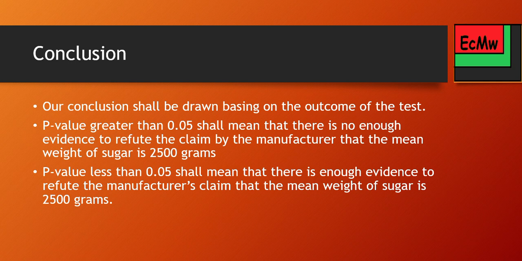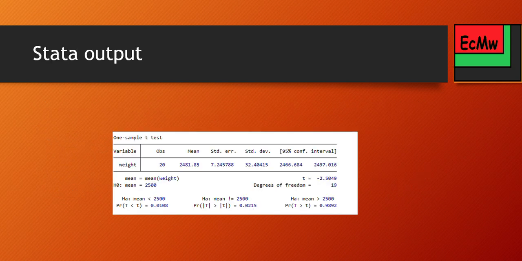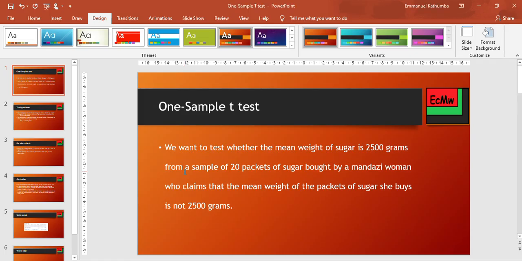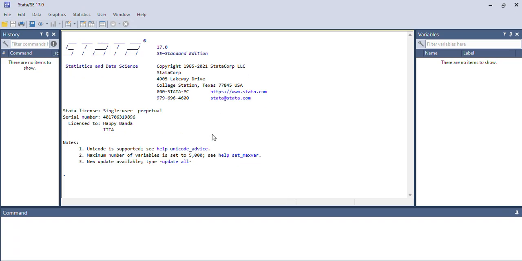So p-value less than 0.05 shall mean that the claim of the manufacturer is not true. P-value greater than 0.05 shall mean that the claim of the manufacturer is true. So we're going to have Stata output that will look like this. So for now, let's ignore this and go to Stata and perform the one sample t-test using Stata.